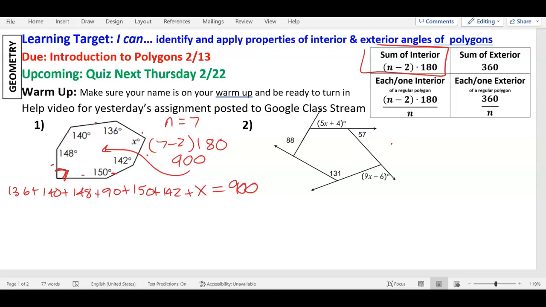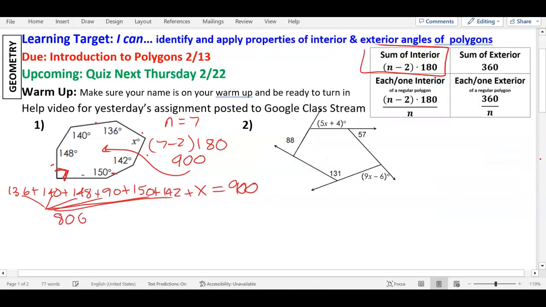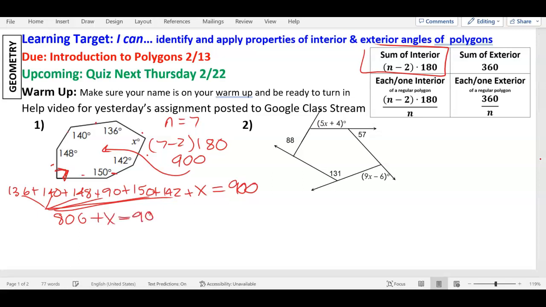The way to make this much easier is, step 1, combine like terms. Can't you add up all these numbers? What's 136 plus 140 plus 148 plus 90 plus 150 plus 142? Could you add all those up using your calculator? I already did it, and we got 806. I trust y'all can type them in and get the answer. So we got 806, bring down the plus x equals 900.